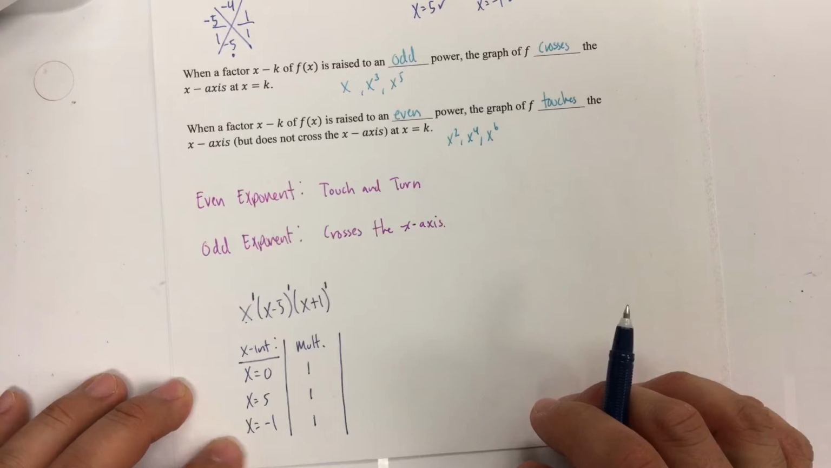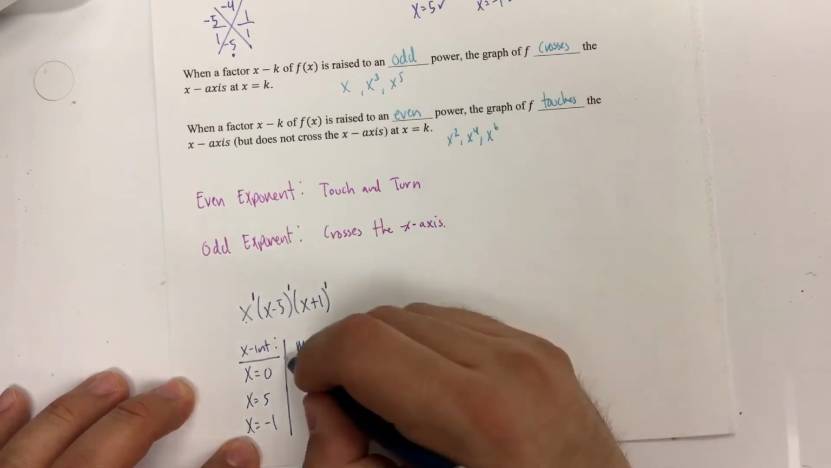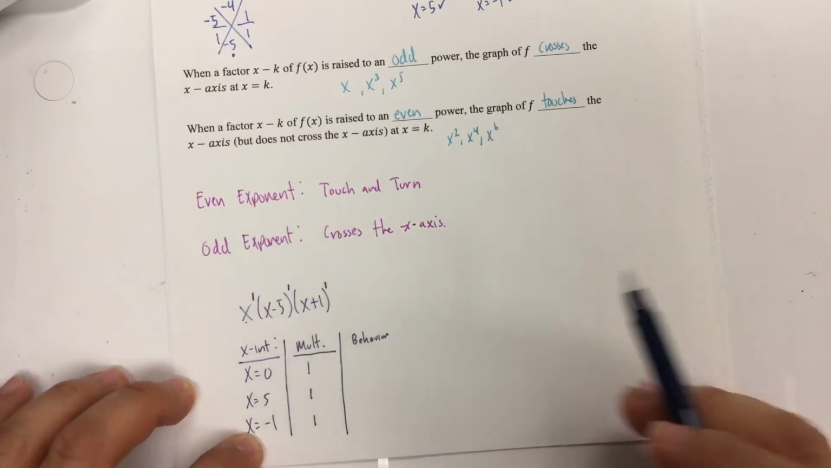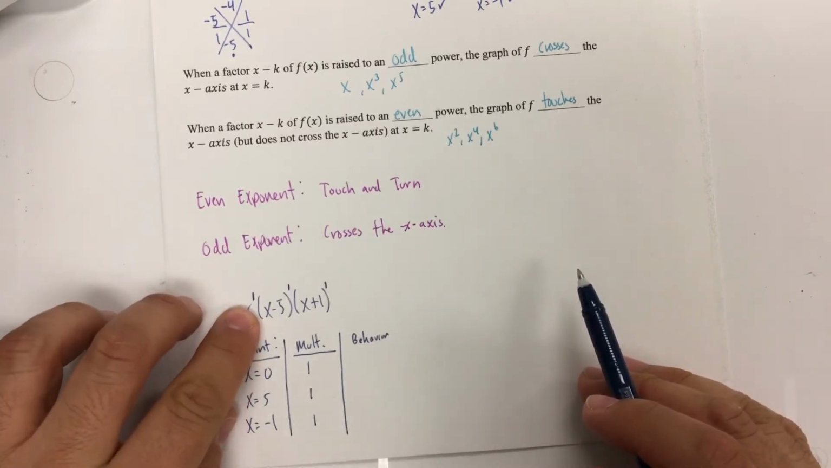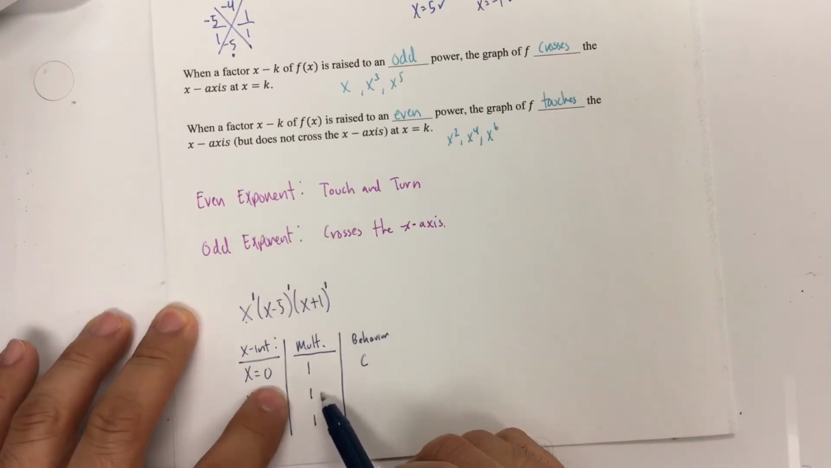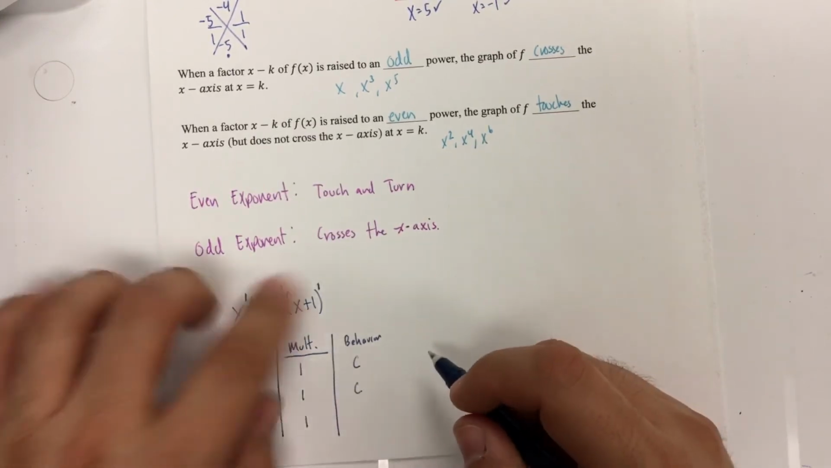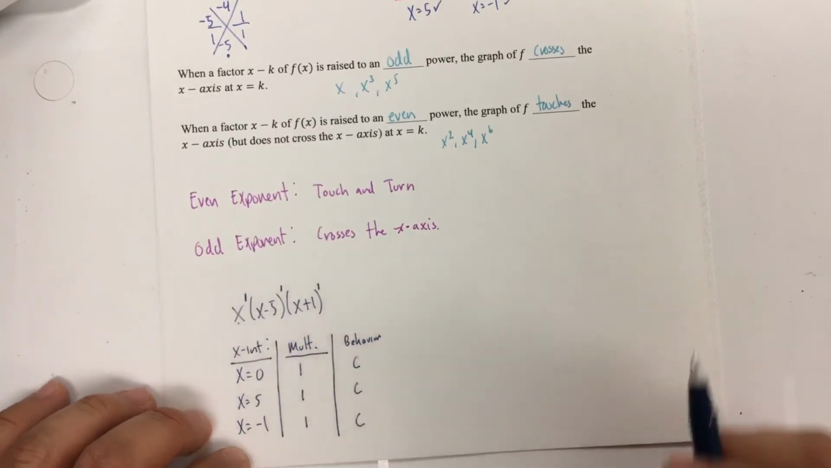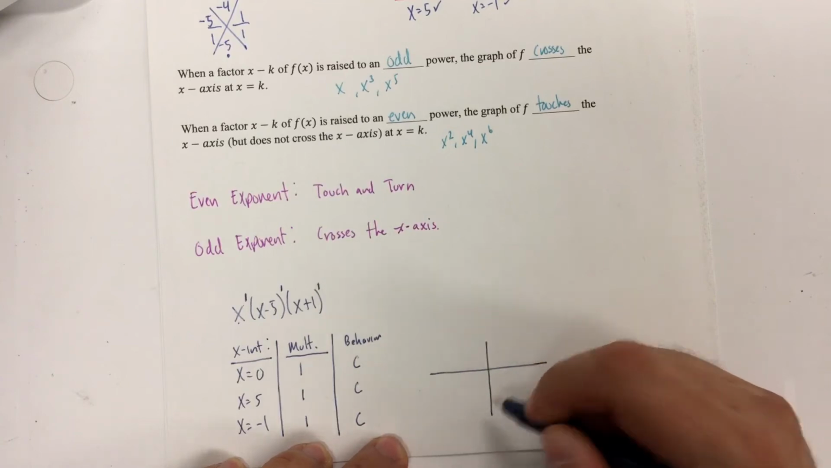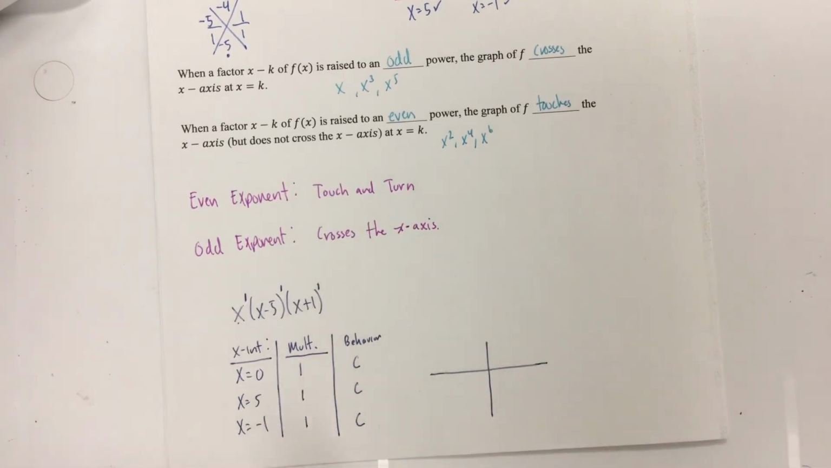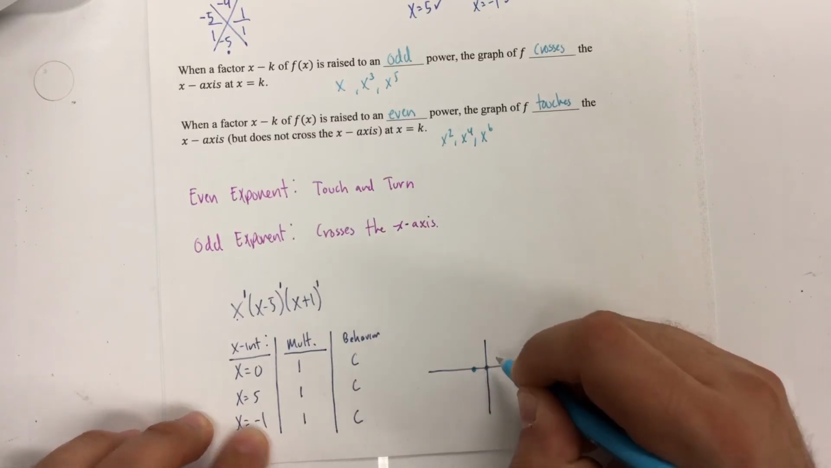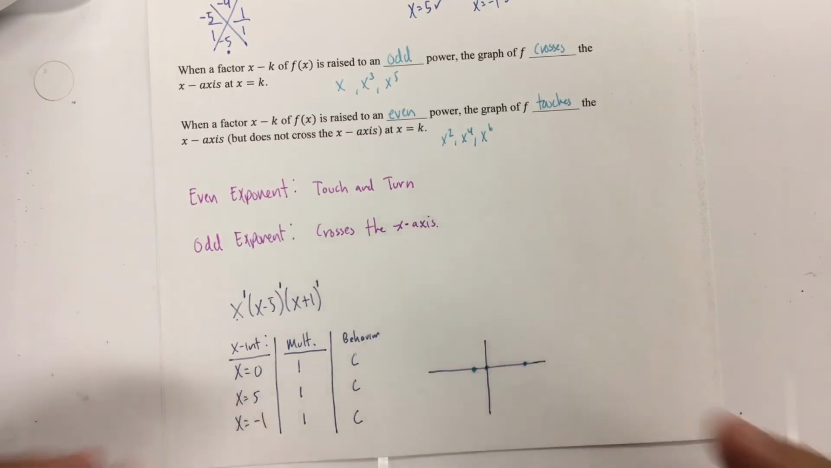Next thing, now what does it do? So what's the behavior of this now? If you notice, the exponent is odd, so it's going to cross. The exponent for this one is a 1, so it's odd, it's also going to cross. And last, for the same thing, it's going to cross. So if you were to graph this on an xy coordinate plane, we're just going to plot our roots. So my roots are at -1, 0, and +5. So this is just a rough sketch.